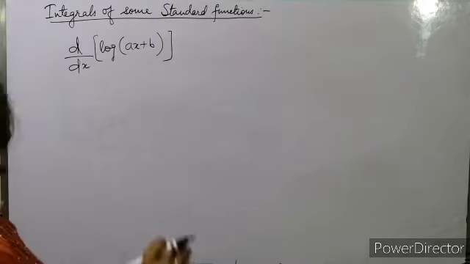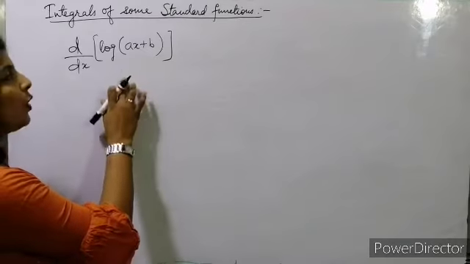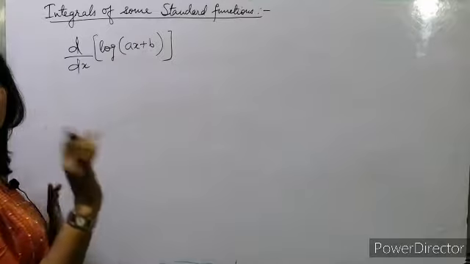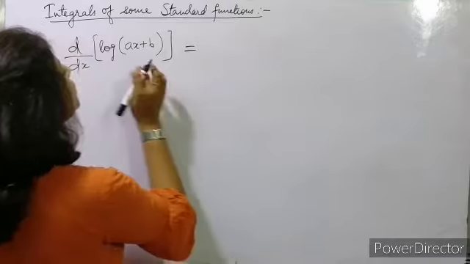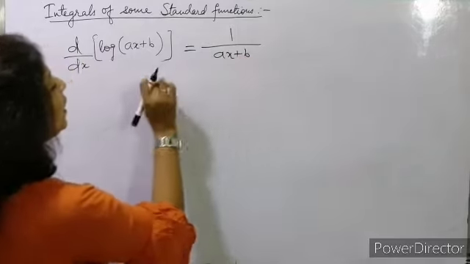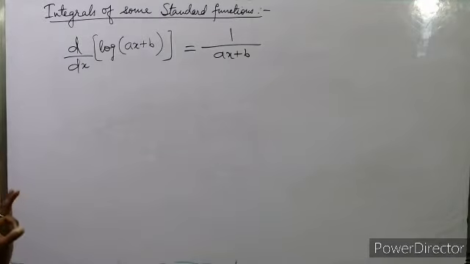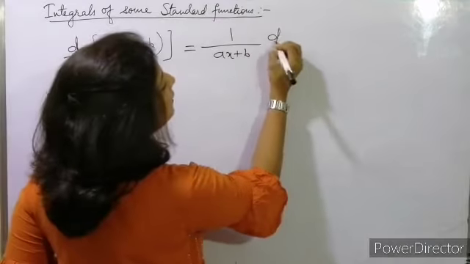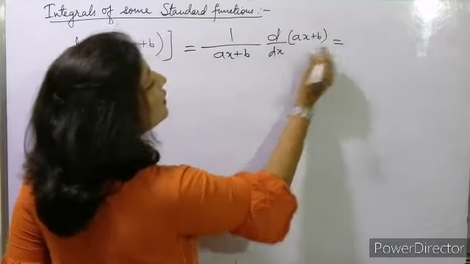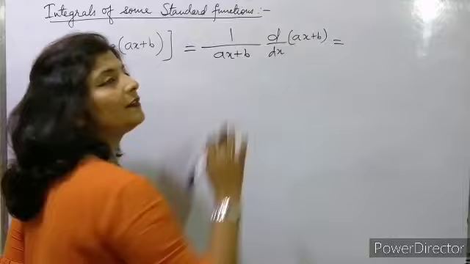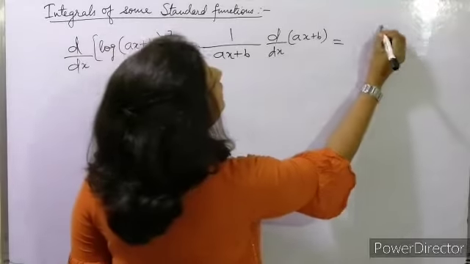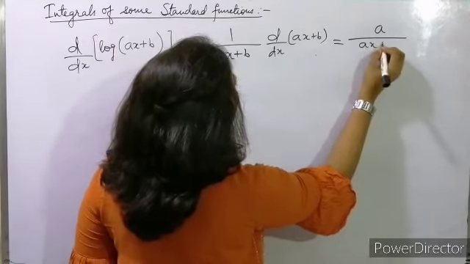on standard functions. Now we have one function, log of (ax + b), and we have to find the derivative of this function with respect to x. What value will we get? First of all, for log of something, we'll get 1 upon that something, 1 upon (ax + b). Now we also have to differentiate ax + b. So now we have to find d/dx of (ax + b). What value will we get? a + 0, because when we differentiate ax we'll get a, and when we differentiate b we'll get 0. So we get a divided by (ax + b).